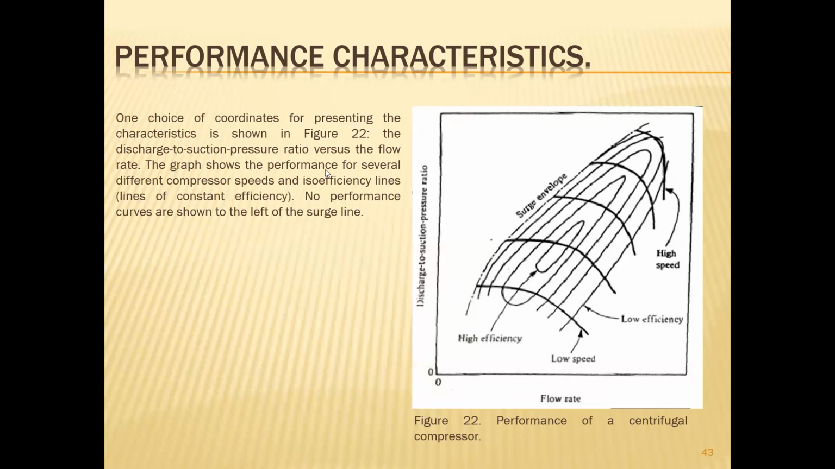The graph shows the performance for several different compressor speeds and ISO efficiency lines of constant efficiency. No performance curves are shown to the left of the surge line. This part here is out of range, so we will concentrate on the rest.